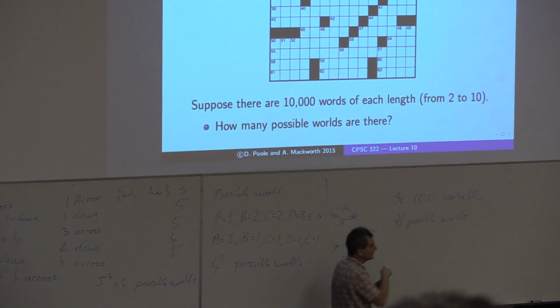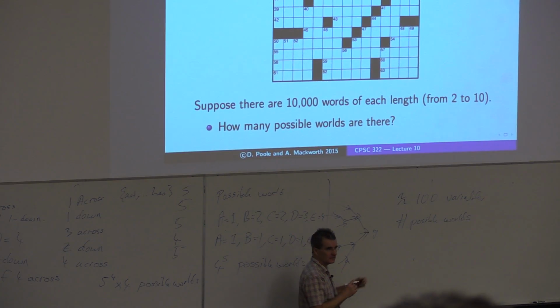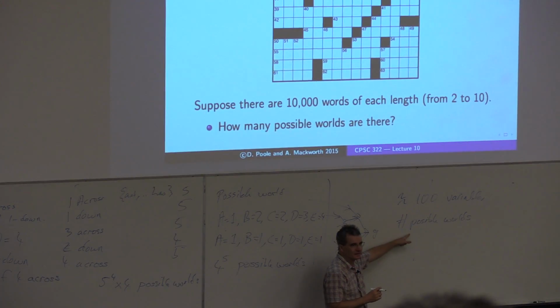There are 100 variables. They each have a domain size of 10,000. How many possible worlds are there? 100 to the 10,000.